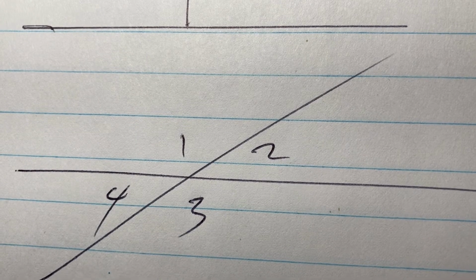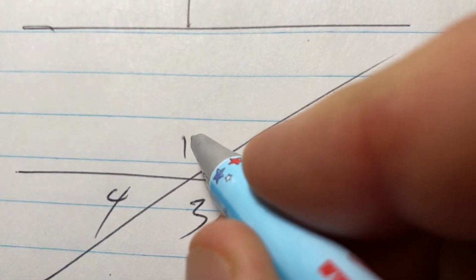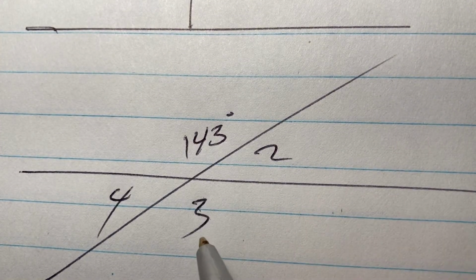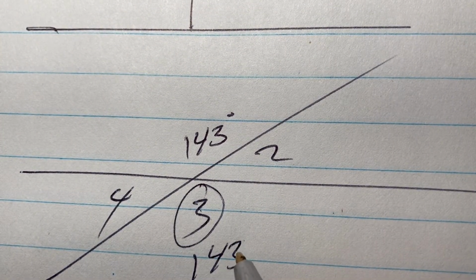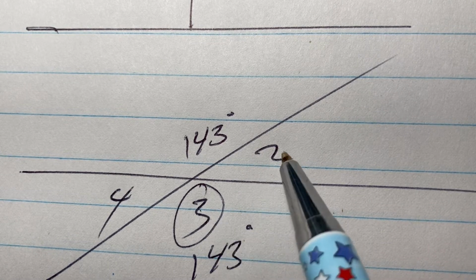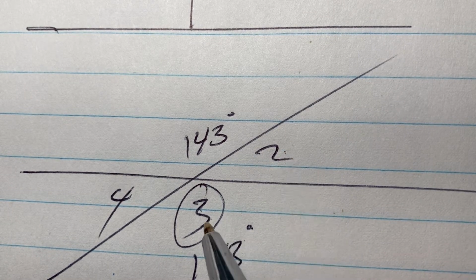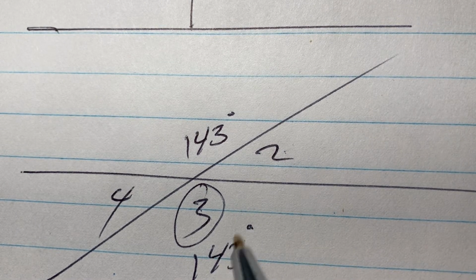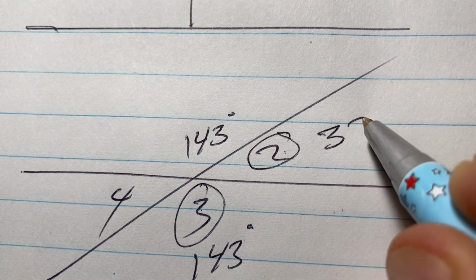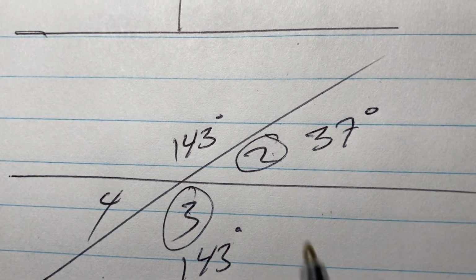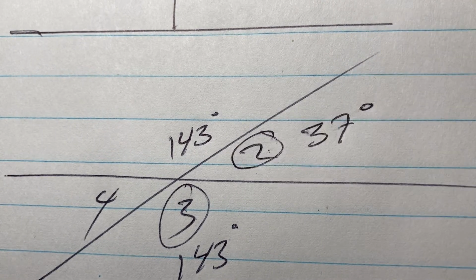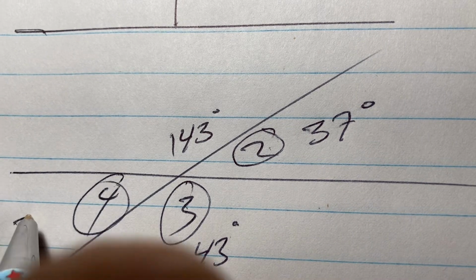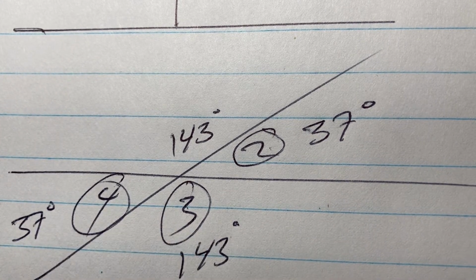There we go. If angle 1 is 143 degrees, that means these are vertical angles. This is also 143 degrees. Okay, these are going to be a linear pair or supplementary. They have to add up to 180. So 180 minus 143 is 37. That angle is 37 degrees. And this angle and that angle are vertical angles. They're congruent to each other. So that angle has to also be 37 degrees.